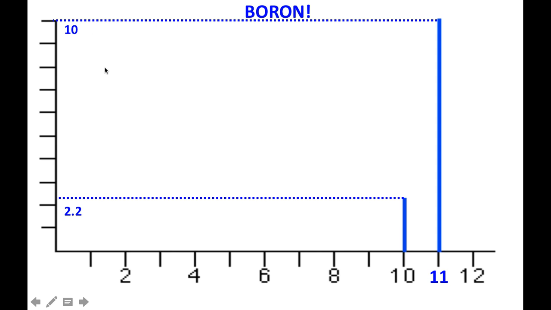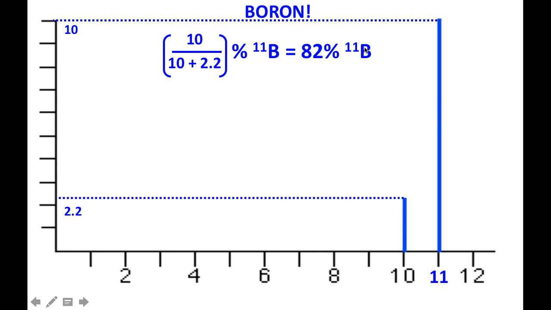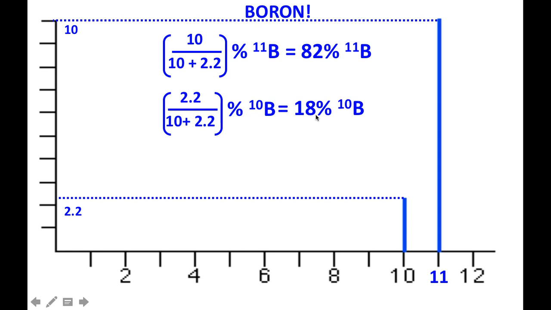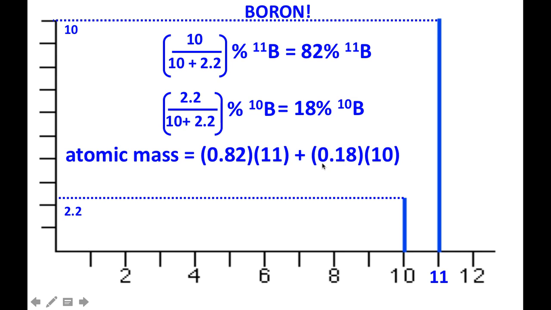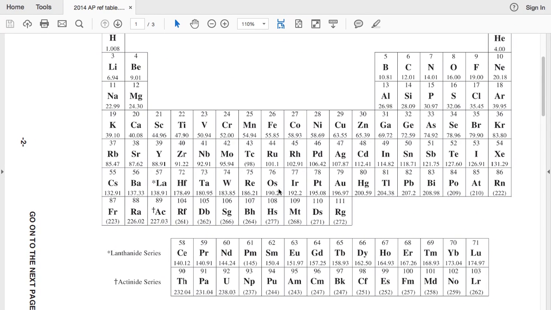So what's the percentage of each isotope? Well, the percentage of boron 11, the bigger one, would be how much of it there is, 10 divided by the total, 10 plus 2.2. That gives me 82% boron 11. And then the remainder, 2.2 divided by the total, gives me the percentage of boron 10. And that's 18% boron 10. So most of the time it's boron 11, and then the rest of the time it's boron 10 according to this. And then the relative weighted atomic mass is 82% boron 11 plus 18% boron 10, and that gives you 10.8 grams per mole, which is almost exactly what we see on the periodic table.